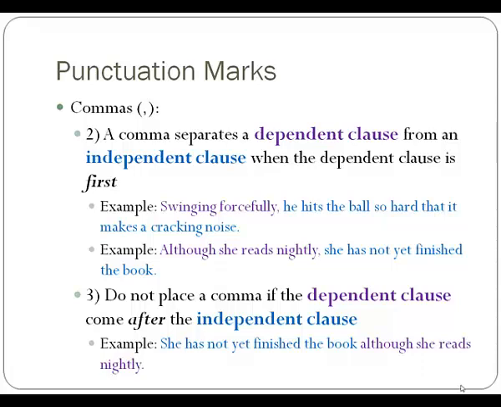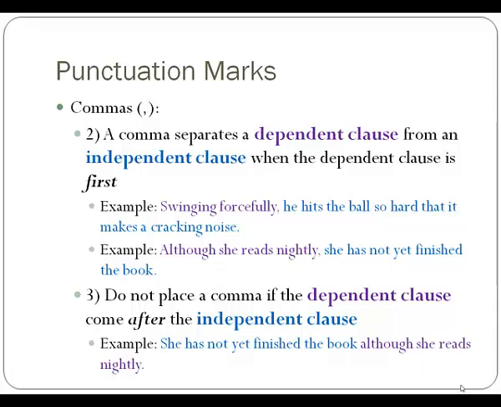If you look at the words swinging forcefully, you'll see that's a dependent clause, because swinging forcefully is not a sentence. He hits the ball so hard that it makes a cracking noise, that's an independent clause. When you have the dependent clause coming first, then you would put a comma afterwards and combine them together, and that would be creating one sentence. Example number 2. Although she reads nightly, she has not yet finished the book. Again, using the same rules.